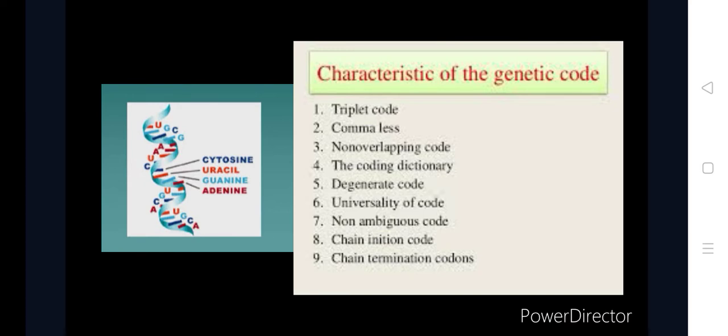So here are the characteristics of the genetic code. First, triplet code, comma-less, non-overlapping code, the coding dictionary, degenerate code, universality of code, non-ambiguous code, chain initiation code, and lastly, the chain termination codons.